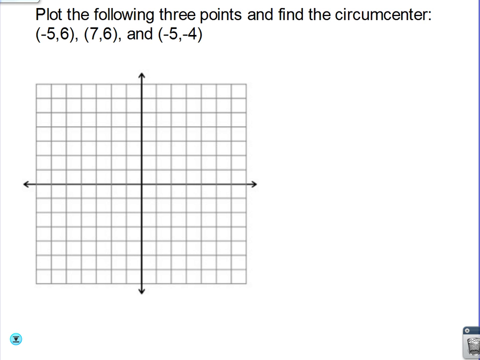Yeah, let's try this one, then I'm done. Plot the following 3 points and then find the circumcenter. You got the point negative 5, 6. This is what the problem will look like on your test. Might not be the same one. And negative 5, negative 1, 2, 3, 4.